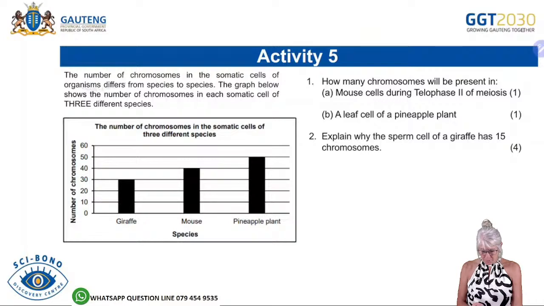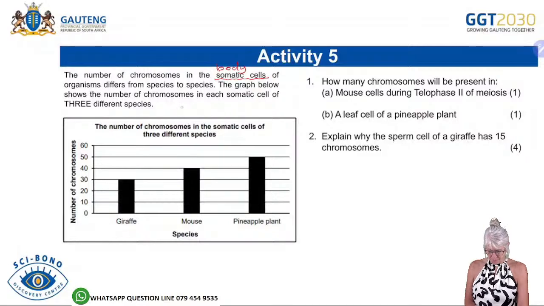They say the number of chromosomes in the somatic cells. Now remember, this is terminology, and we must know what these mean. So somatic cells are what we call body cells, so those are all the cells in our body. And remember, all the cells in our body are diploid. They say the number of chromosomes in somatic cells of organisms differs from species to species. The graph below shows the number of chromosomes in each somatic cell of 3 different species.